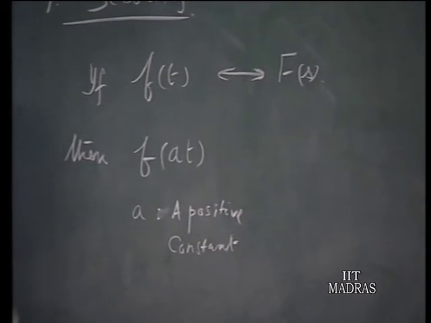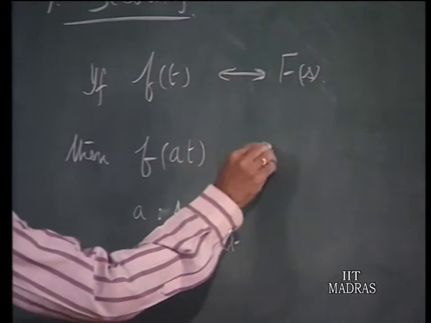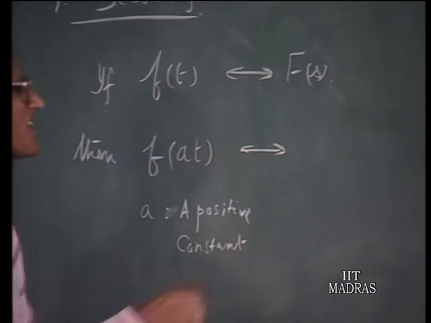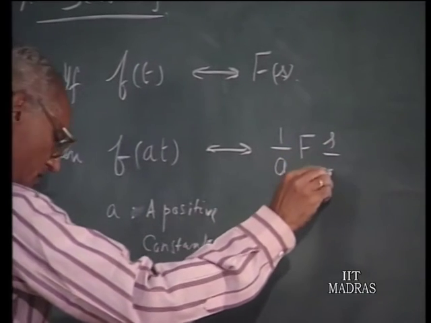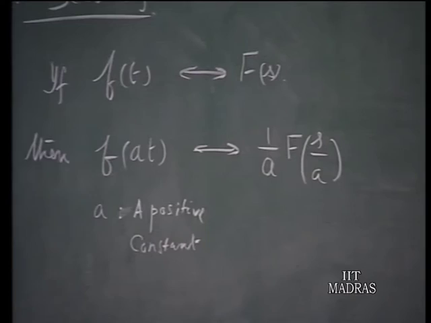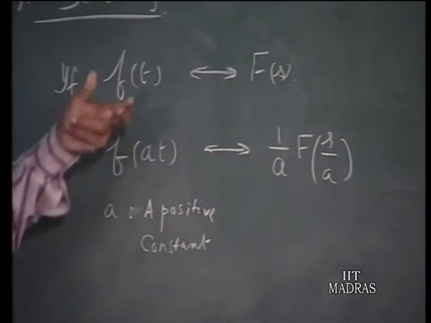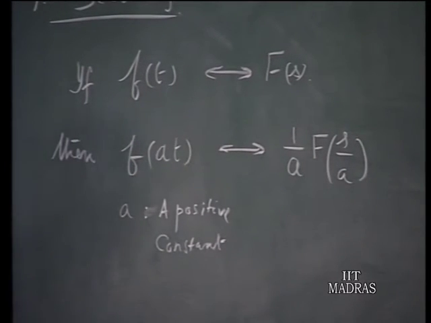that means you scale the time events, you make them appear faster, f of a t. This corresponds to a Laplace transform 1 over a f of s over a, is the rule that comes. So, scaling in time domain also corresponds to scaling in the frequency domain, but in the inverse fashion. If you make events faster, that will be slower and vice versa, but of course with a multiplying factor here.